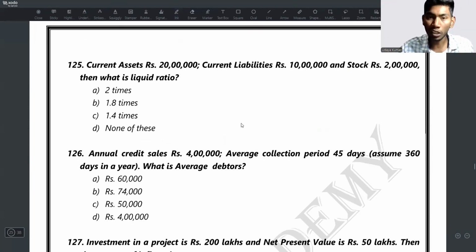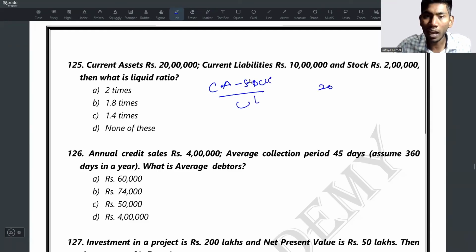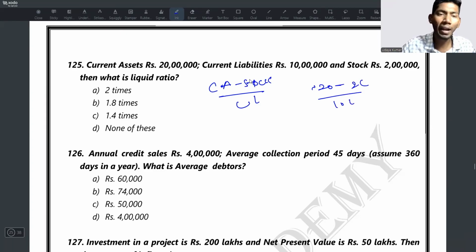Current assets rupees 20,000, current liabilities 10 lakh, and stock rupees 2,000. What is the liquidity ratio? The liquid ratio is nothing but current assets minus stock divided by current liabilities, right? So current assets, which is 20 lakhs, minus 2 lakh, divided by 10 lakh. If you do that, the answer is 1.8 times. Okay, moving to question 126.